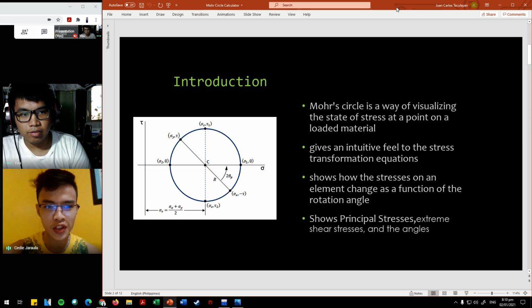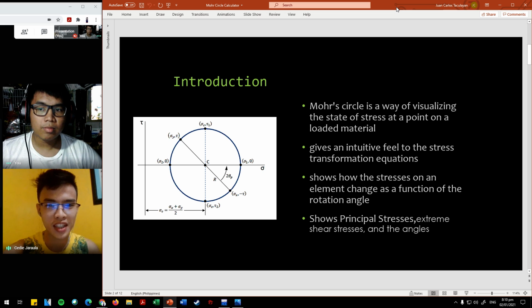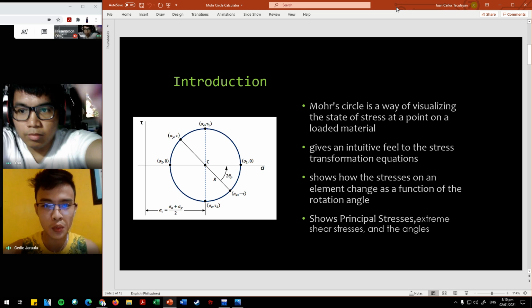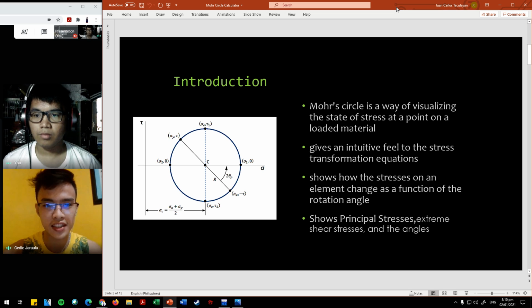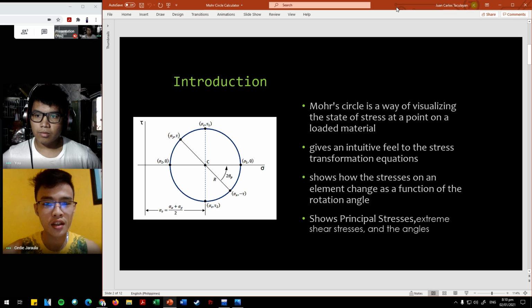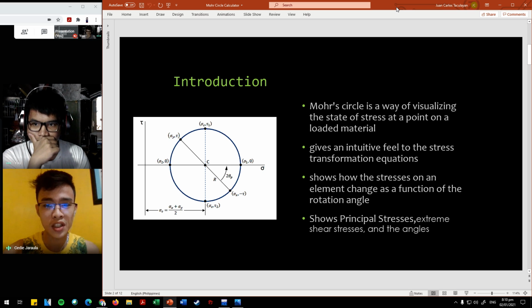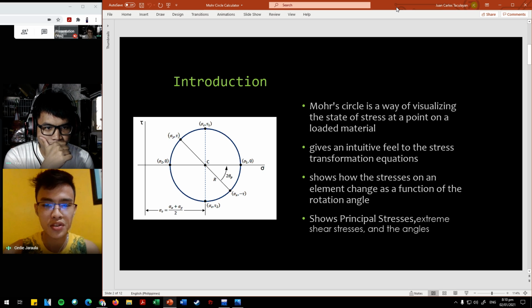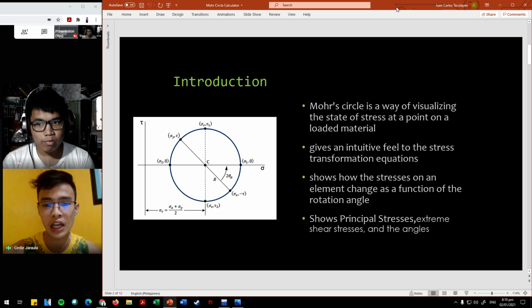For the introduction of this capstone project, the Moore circle is a way of visualizing the state of stress at a point on a loaded material. It gives an intuitive feel to the stress transformation equations, and it shows how the stresses on an element change as a function of the rotation angle.